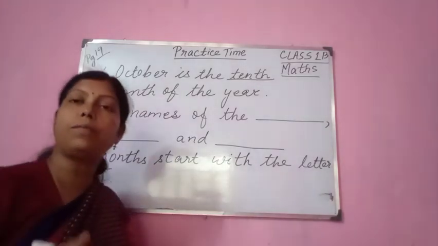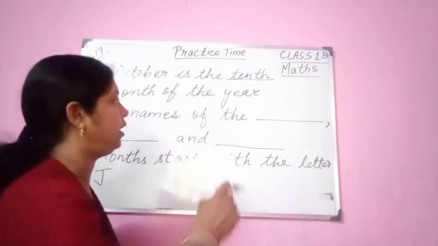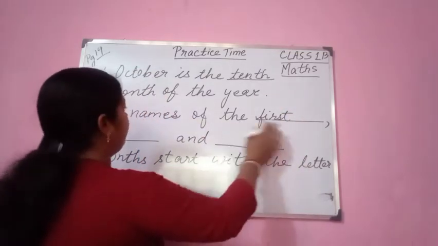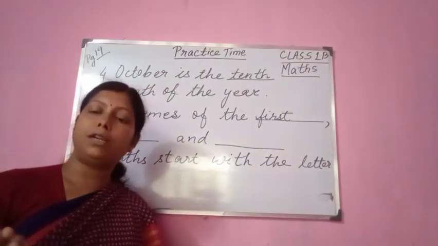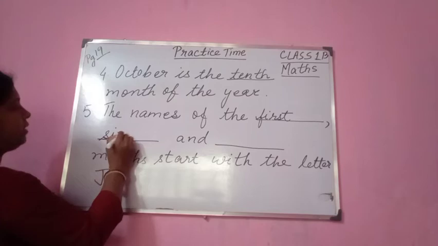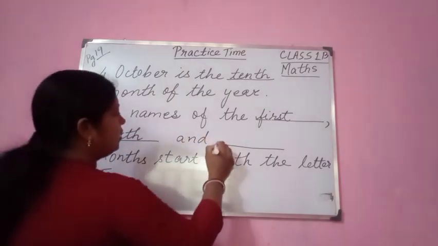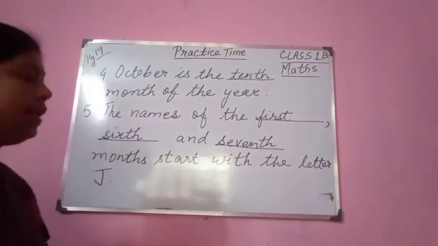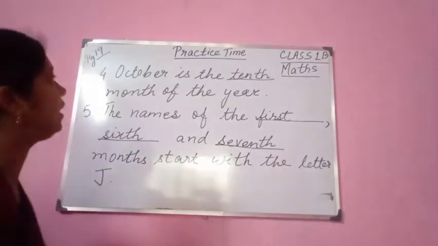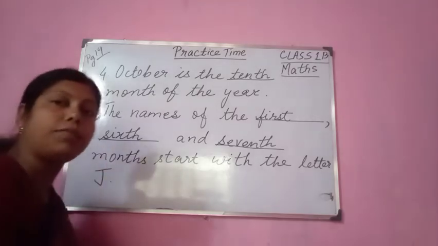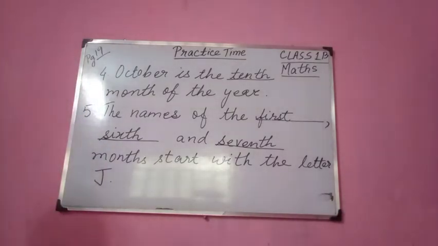So you see, let us start from the first. So first is January. So we are going to write down first. Then January, February, March, April, May, June. June is the 6th month. Okay, first, 6th and July. July is the 7th month. Okay, 7 months start with the letter J. So once again you see here, October is the 10th month of the year, and the names of the first, 6th and 7th months start with the letter J. Alright.